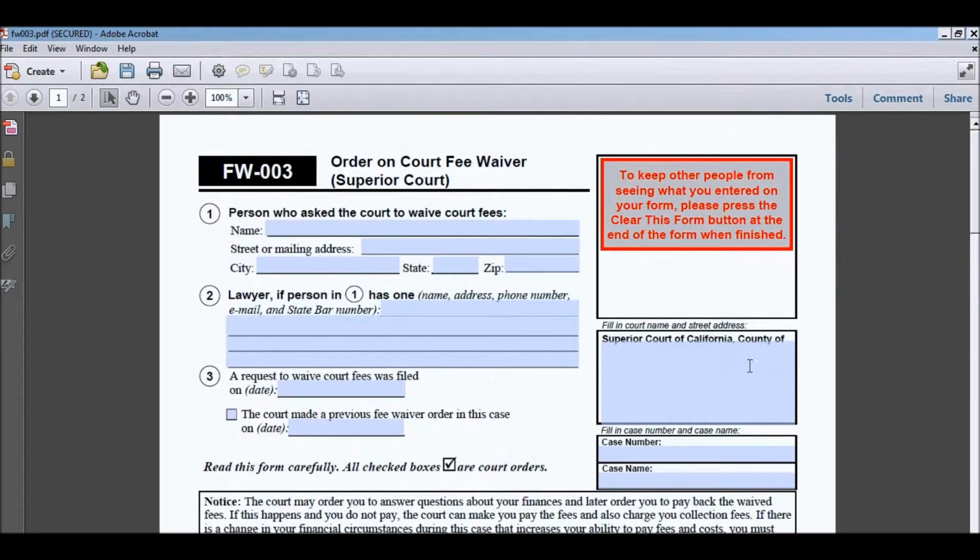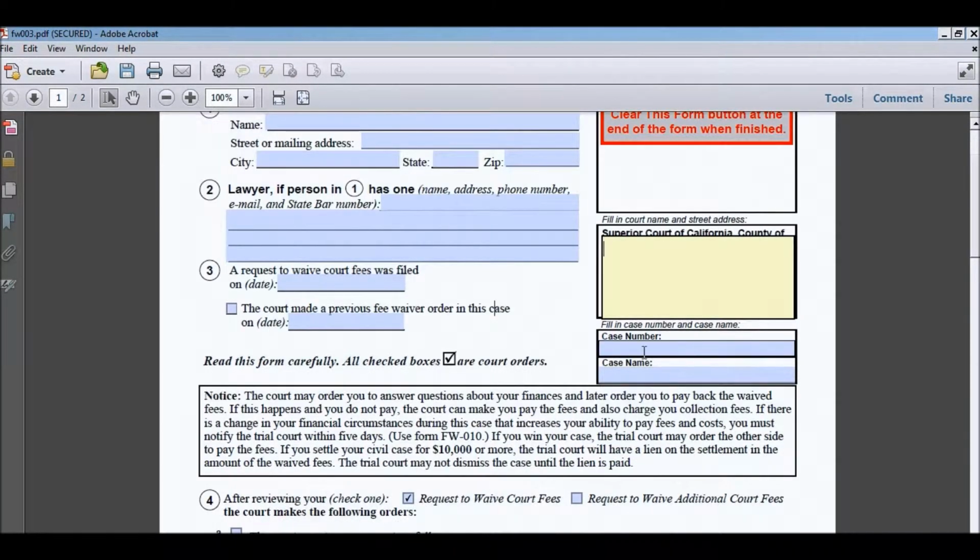So on the right here, you got to fill in, obviously like on the FW001 form, the county that you're in. So for example, San Mateo, San Bernardino, whatever, and you also have to put down the address of the courthouse that you're at in that particular county. So, like with the previous form, you have to fill in the case number if you know it. A lot of times you won't, so just go ahead and leave that blank. And the case name. So, for example, from before, Jones versus Smith.